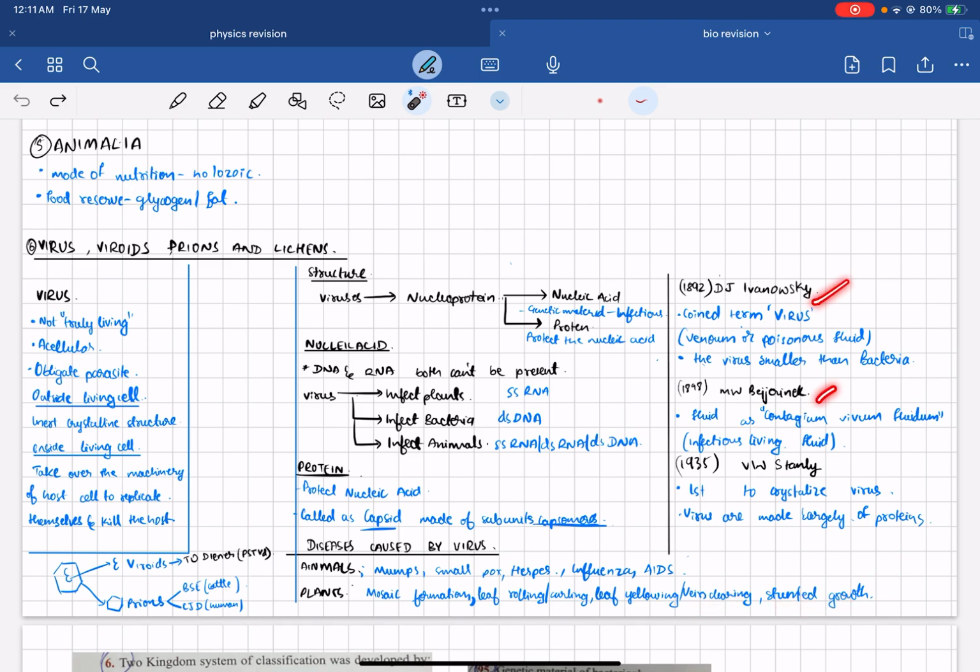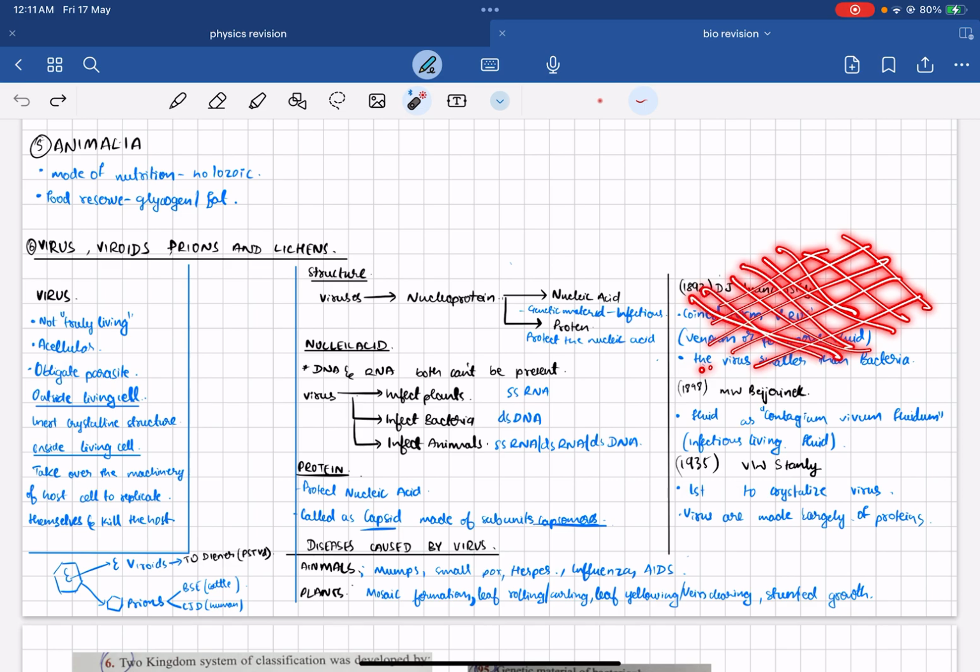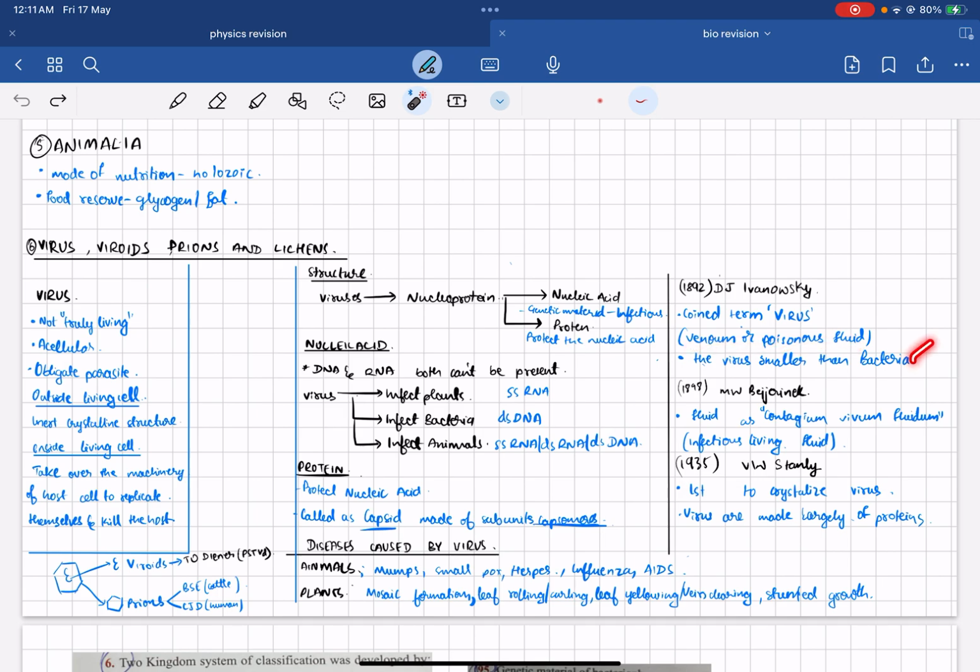And a few scientists have given names that we have to remember. D.J. Ivanovsky coined the term virus, meaning venomous fluid, and he said the virus is smaller than bacteria. He passed the fluid through a bacterial filter which catches the bacteria. This fluid passed through and still had the virus content in it, so he called it virus, or venomous or poisonous fluid, as it is smaller than the bacteria.